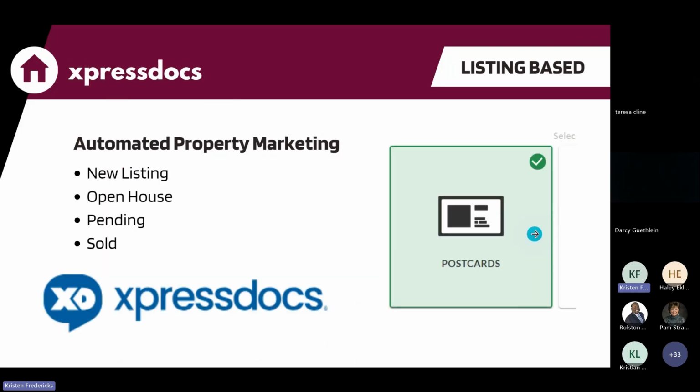But when you get that email from ExpressDocs itself, and it talks about the automated property marketing, and this is based again on new listings, open house pendings, or sold, these are all the same kind of products that you're going to get in the listing kit, minus the social images. And this is going to go into postcards, and it's going to go into brochures, and it's going to go into things like door hangers and stuff like that if you want them. You can also do flyers through here.